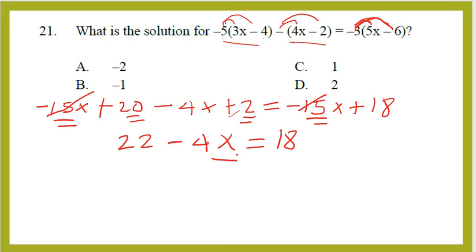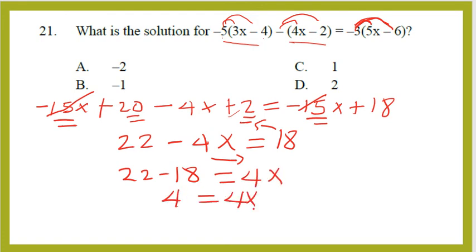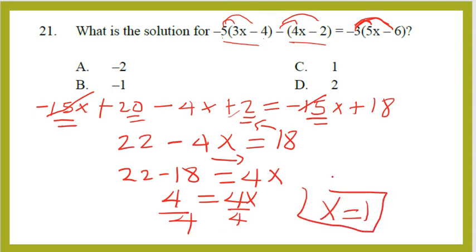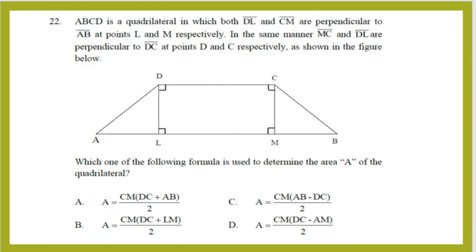Therefore, let us shift the 4x to the other side and bring 18 to the left side. What will happen? 22 minus 18 is equal to 4x. The -4x, when we shift it, will be positive. Then this is equal to 4. 4 is equal to 4x, which means if we divide both sides by 4, the value of x will be 1. So this is the final answer, and in the choices, the answer will be C. This is question number 21.